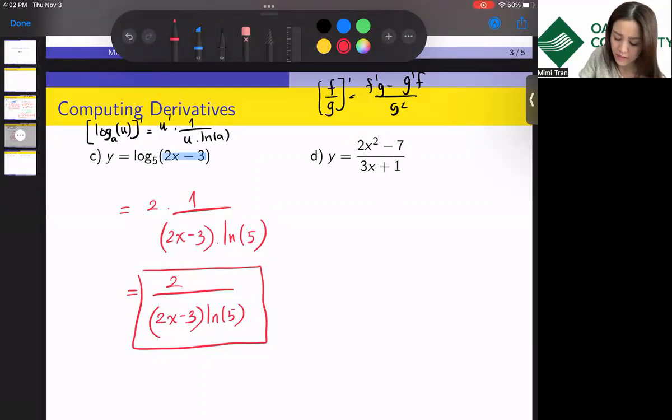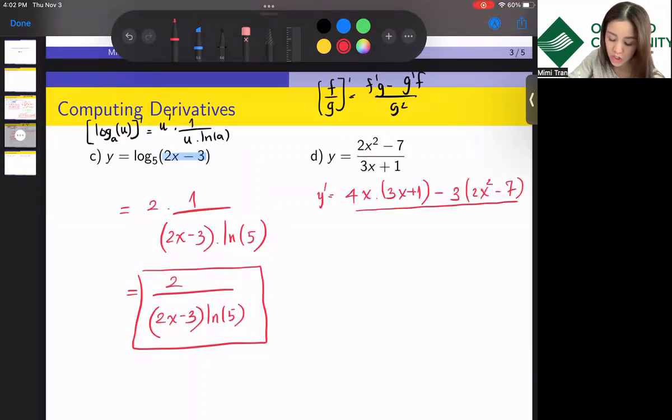f prime, let's see, f prime is 2x squared minus 7 prime, right? So that'll be just 4x, right? 4x times g, which is 3x plus 1, minus g prime, which is just 3, times x, which is 2x squared minus 7, divided by g squared, which is 3x plus 1 squared.